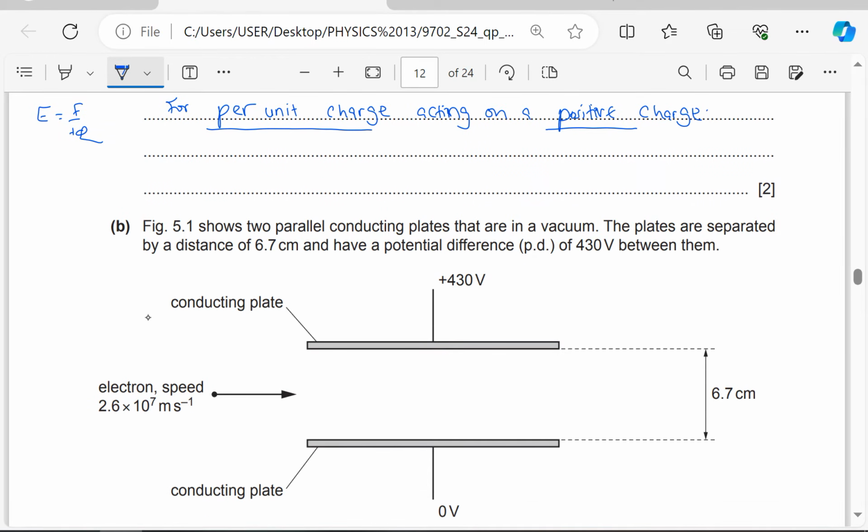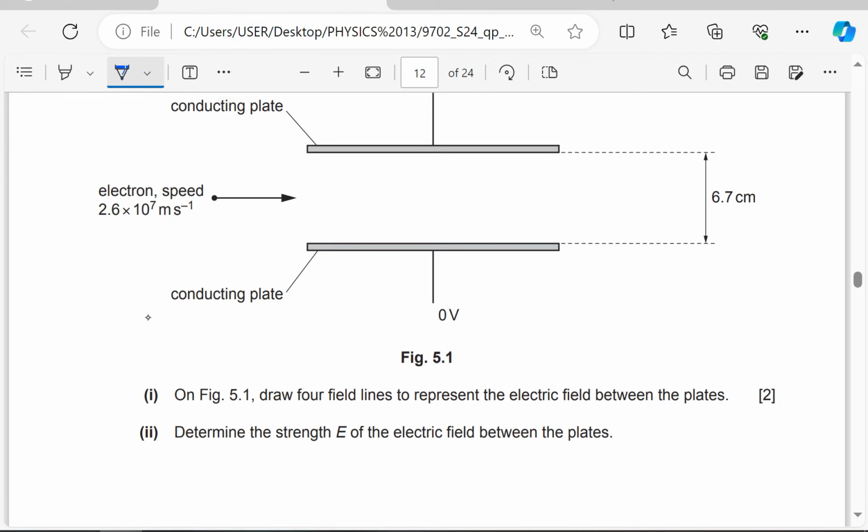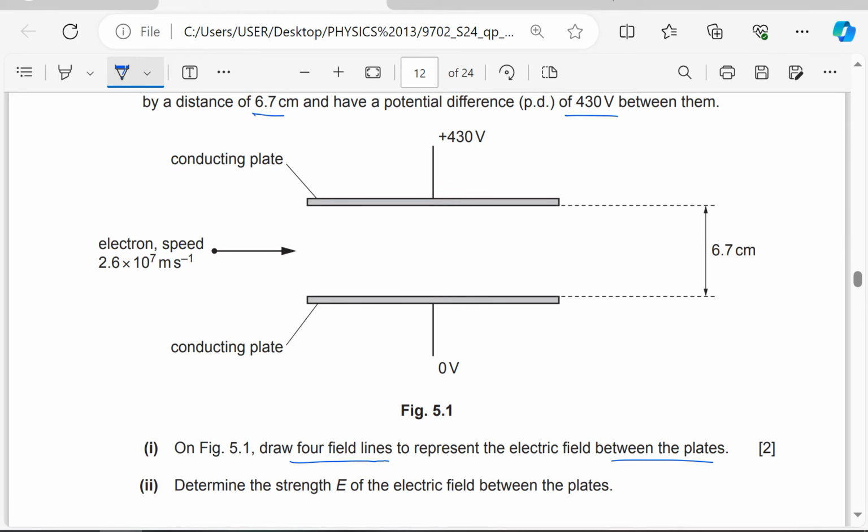So Figure 5.1 shows two parallel conducting plates that are in a vacuum. The plates are separated by a distance of 6.7 centimeters and have a potential difference of 430 volts between them. On the figure, draw four field lines to represent the electric field between the plates. Of course, this is a uniform electric field, so the field lines are going to be perfectly parallel and equally spaced.